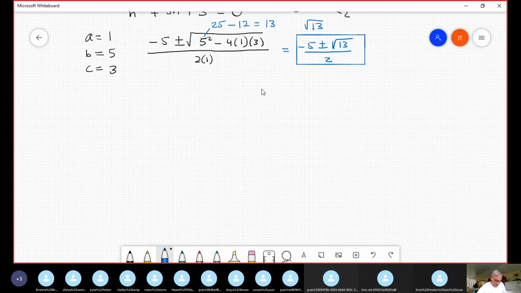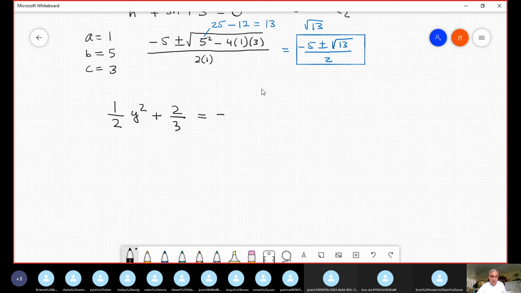Suppose another example, similar. 1/2 y squared plus 2/3 equals negative 2/3 y. Who helps me?